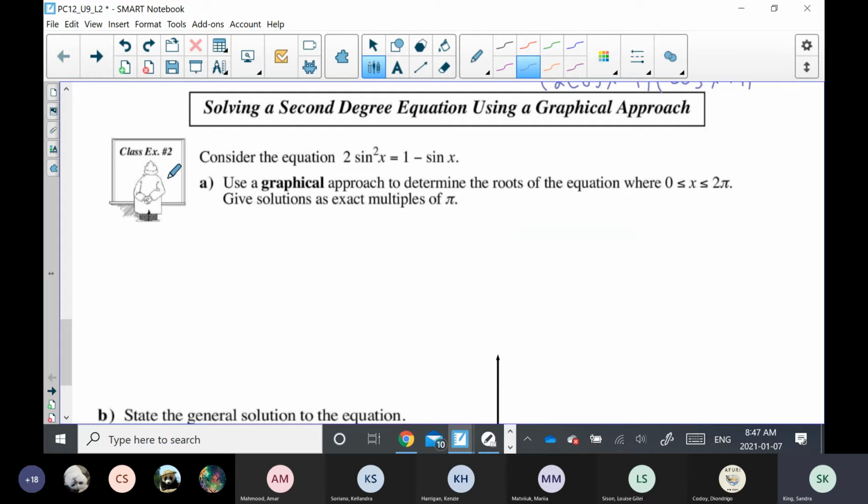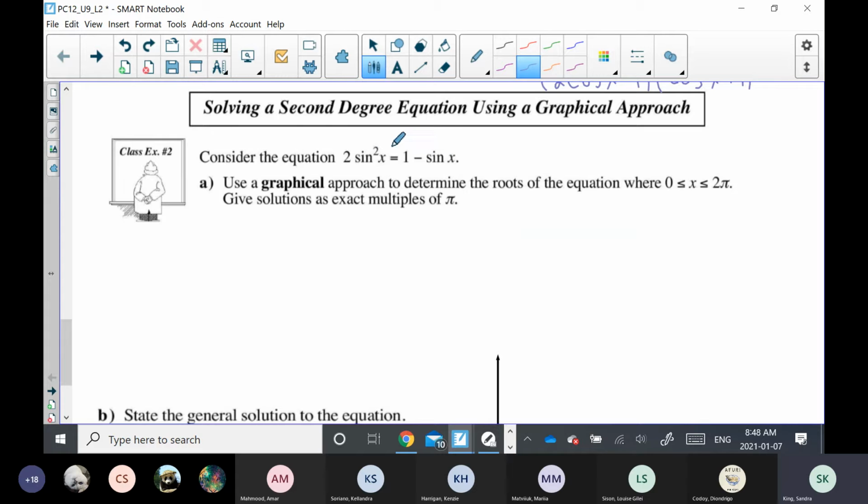Class example 2. Consider this equation. Use a graphical approach. They give us this equation, which is a second-degree trig equation. In class example 2, I'm going to show you how to take this exact equation and find the answer by graphing it. Then in class example 3, we're going to take the exact same equation and solve it algebraically.